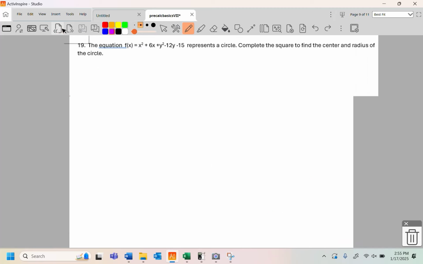19 is something I haven't done with you in a minute. This equation represents a circle. Complete the square to find the center and radius of the circle. So the first thing we're going to do is move C, and I'm just going to bump it over here, okay? 15 equals x squared plus 6x, leave a little space, plus y squared minus 12y, leave a little space.